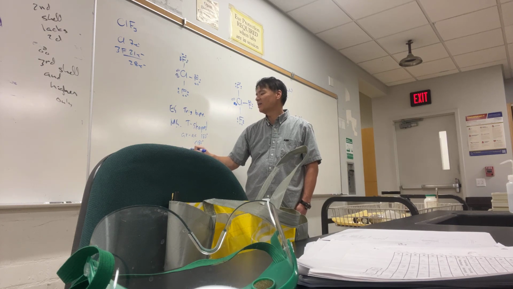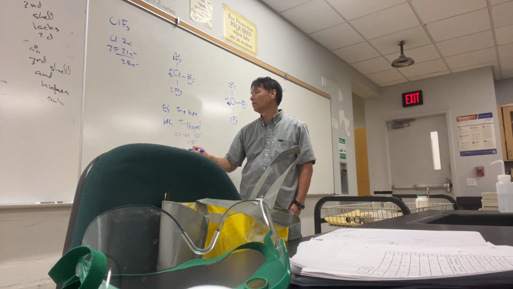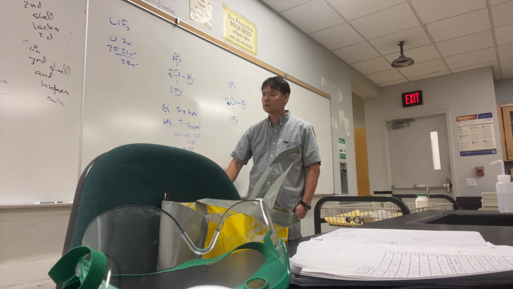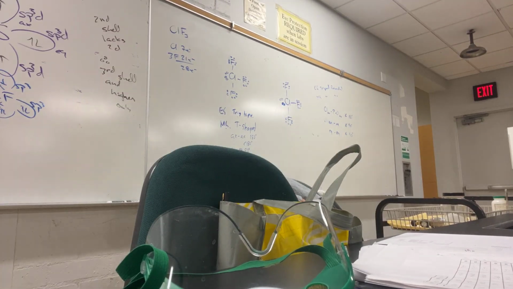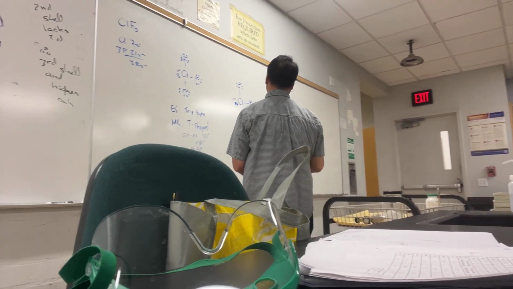And then we have the axial to equatorial, which should be 90, but it's going to be less than 90. Distortions. And so it's going to be a distorted T, what we call distorted T.